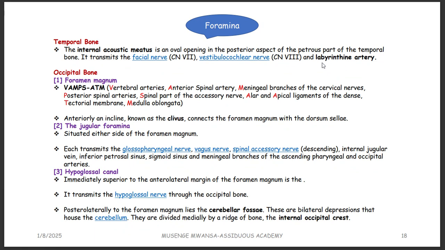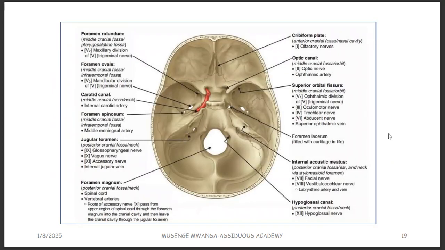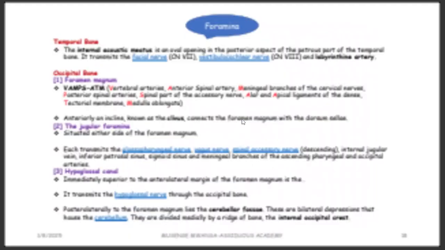Now you also have an artery that is going to supply the contents found in the inner ear. That is known as the labyrinthine artery. You are going to understand how the labyrinthine artery is formed. So you can see that's the internal acoustic meatus.